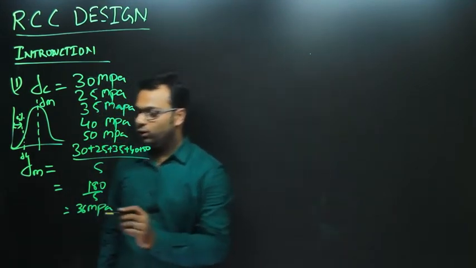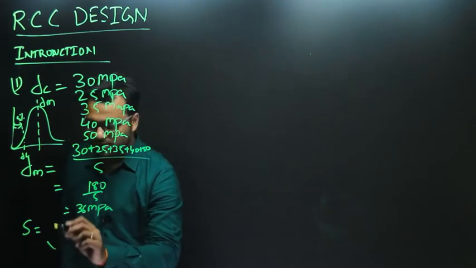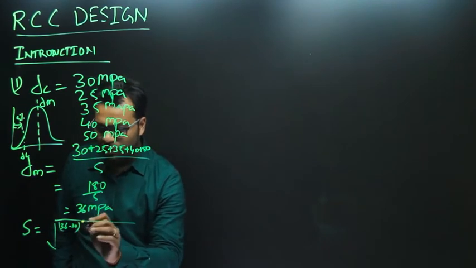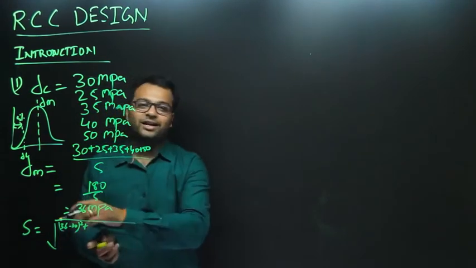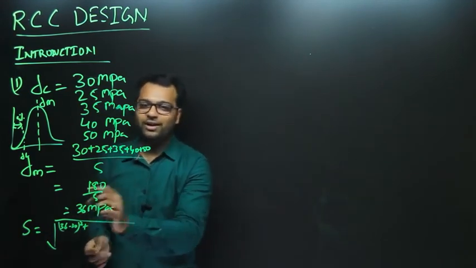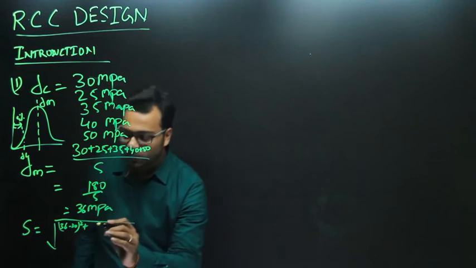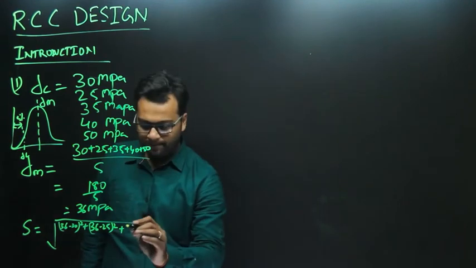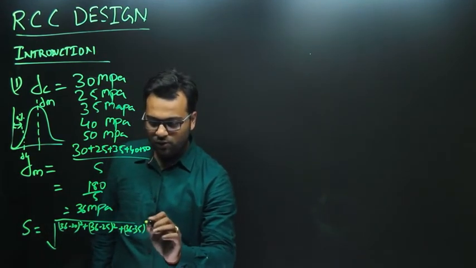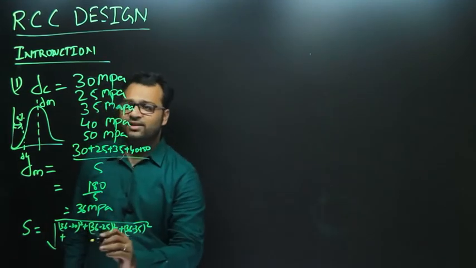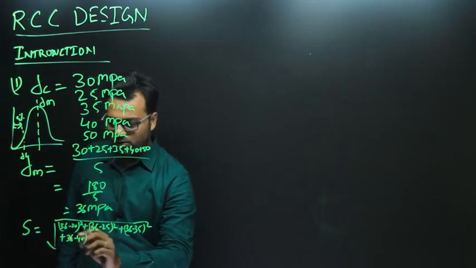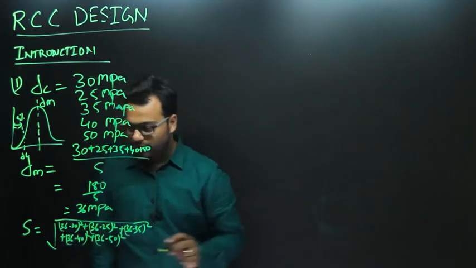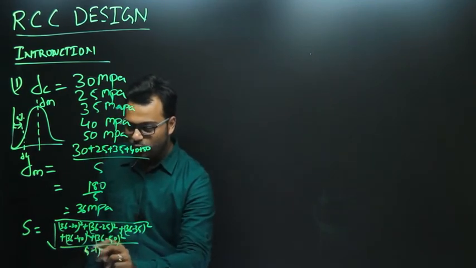Okay. Now we need to calculate standard deviation. Standard deviation, the formula remains the same. 36 minus 30 whole square, I can write it as 30 minus 36 also. It doesn't matter because anyway I'm squaring it. Next is 36 minus 25 whole square plus 36 minus 35 whole square plus 36 minus 40 whole square plus 36 minus 50 whole square, divided by 5 minus 1.